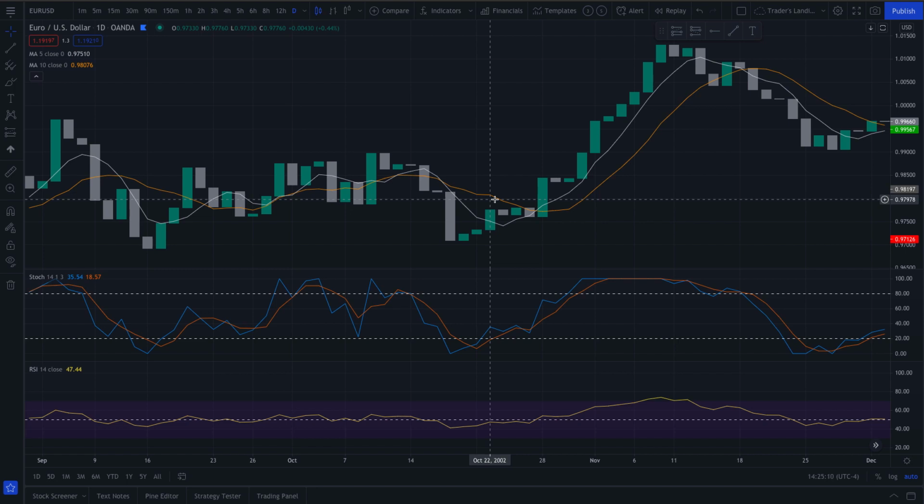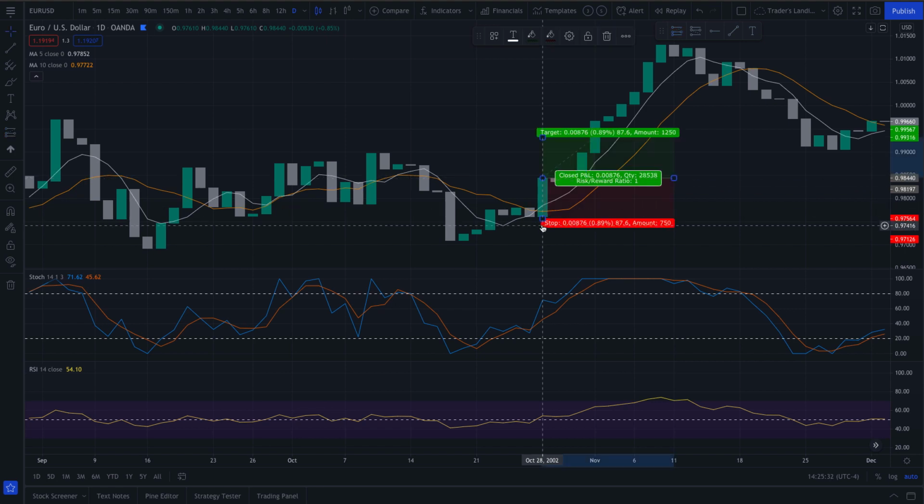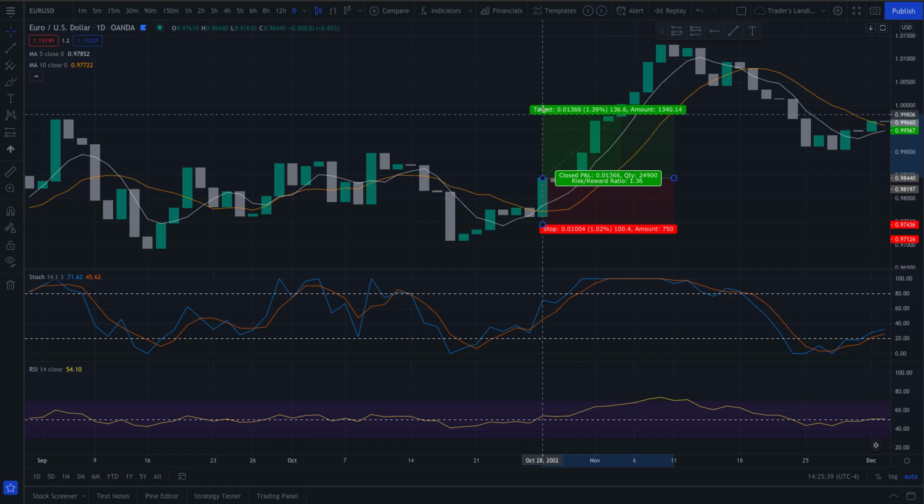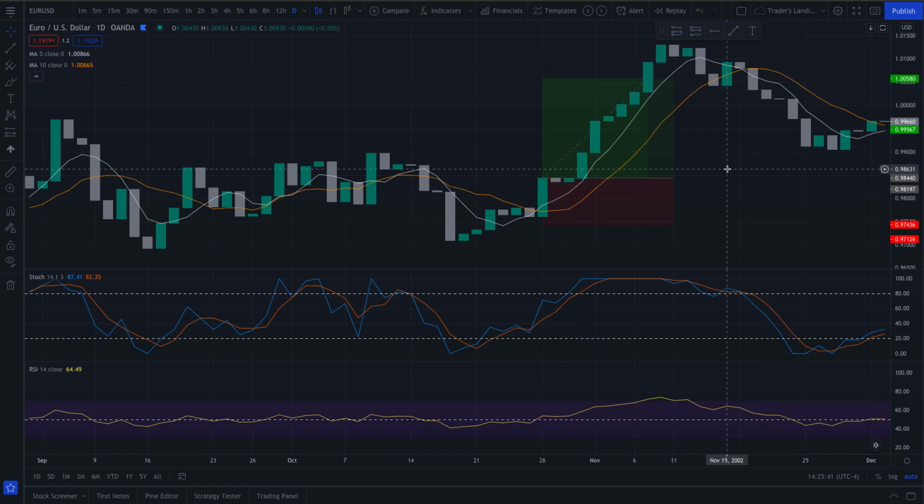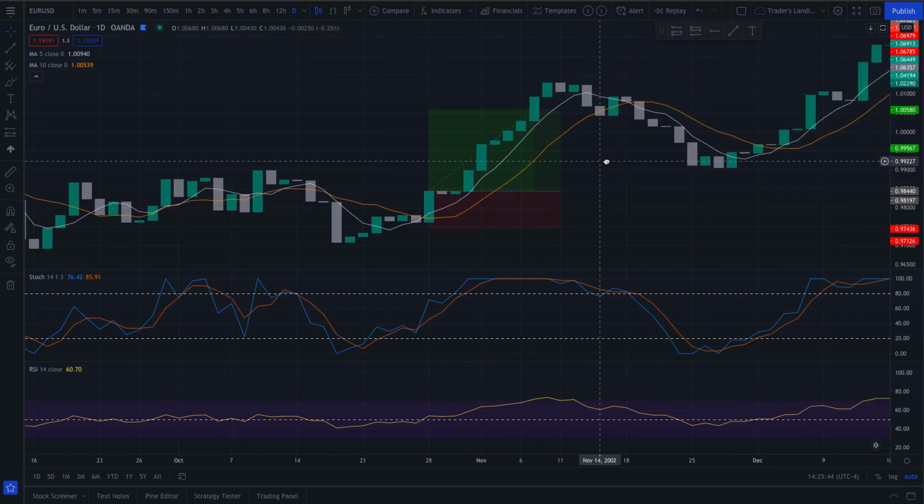So we have a long entry example here. We have a cross up, the 5 EMA over the 10 EMA. The RSI is over the 50 line. We have a cross up on the stochastic, and it hasn't reached the overbought area. So we are going to enter on this candle right here. We're going to put our stops at 100 pips and target 2 to 1. And that's a winner.